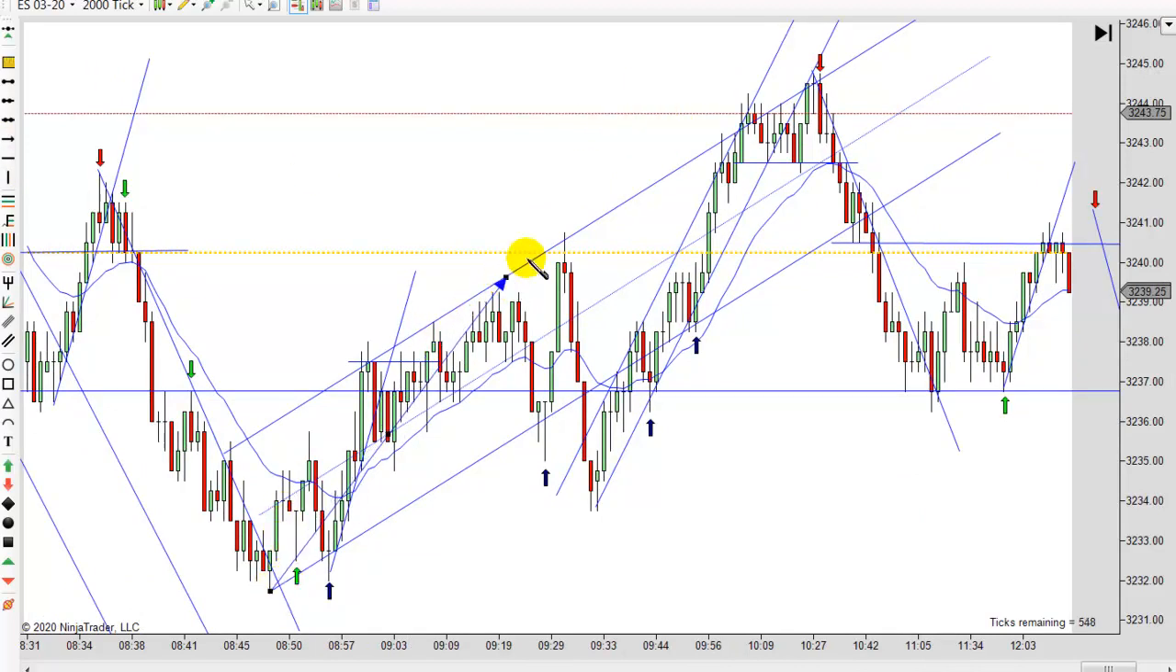And there's a couple legs up here. Measure that one. And so when we started higher here, look for a measured move, and you can see we got a little higher than that.